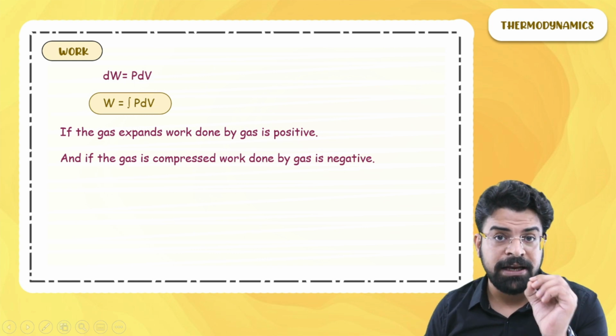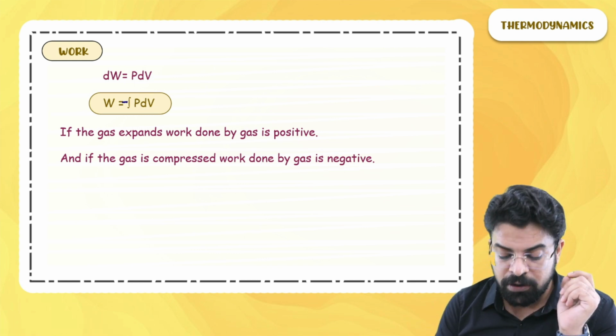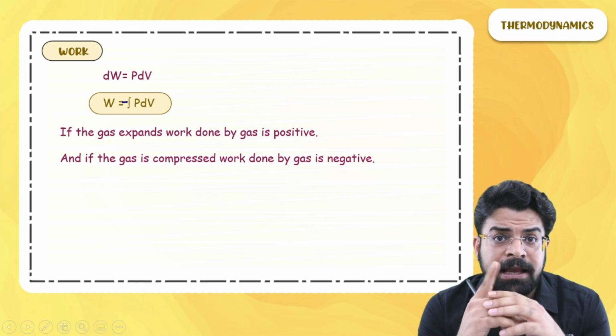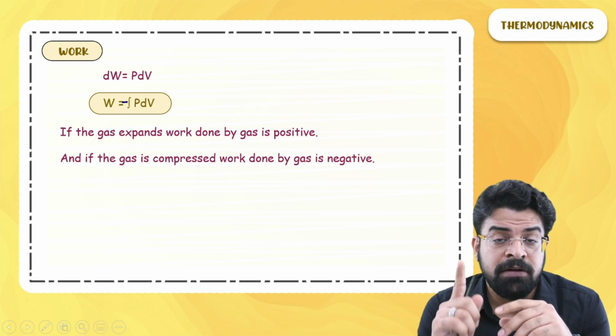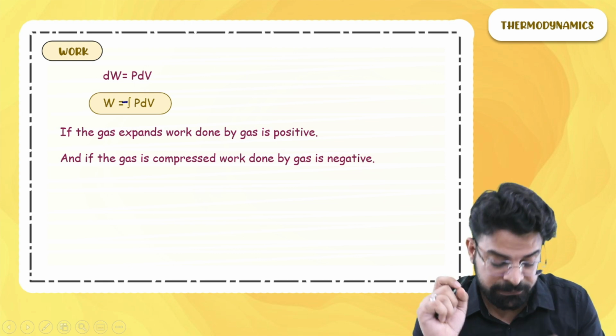When you write work in chemistry, you just place a minus sign here, because in chemistry we are writing work done on the gas. In physics, we are writing work done by the gas.